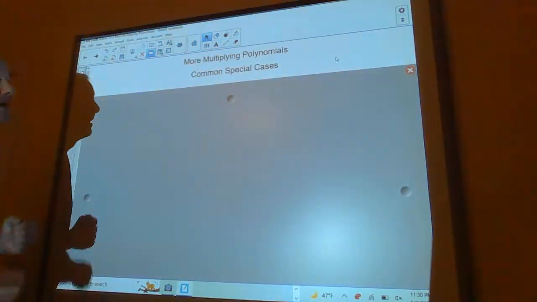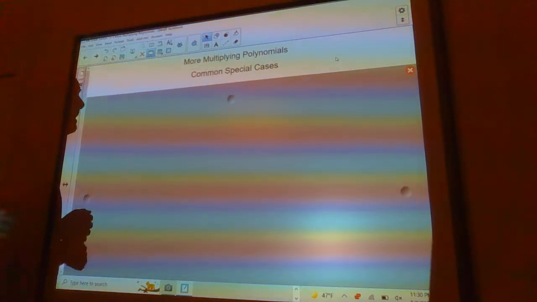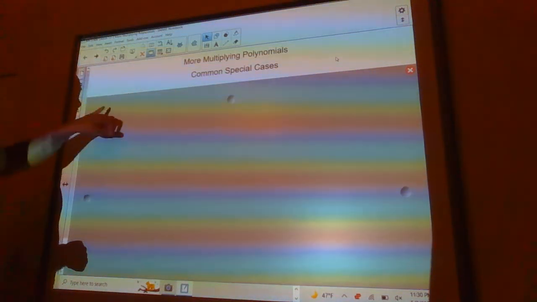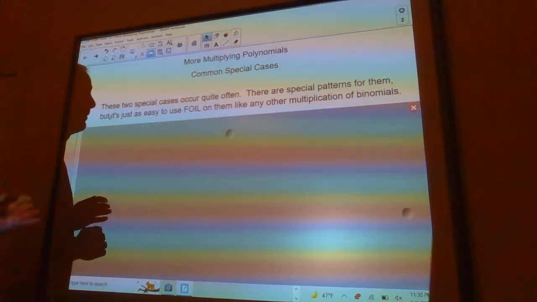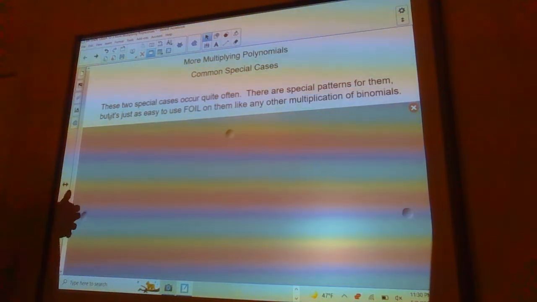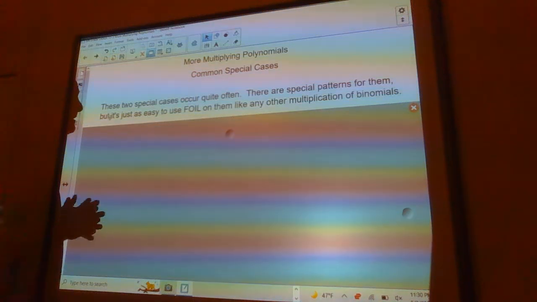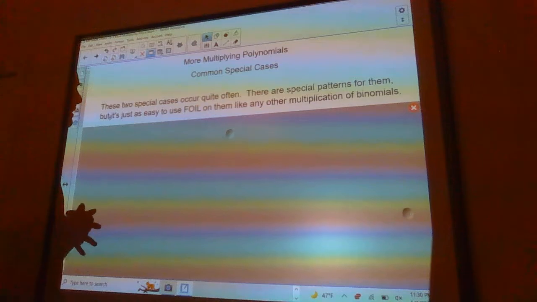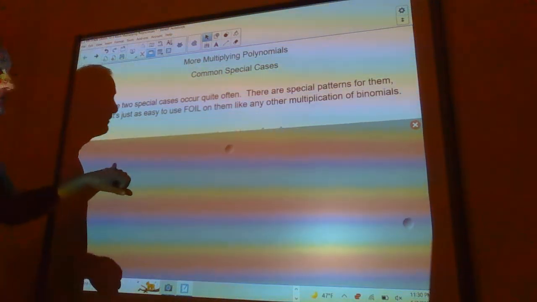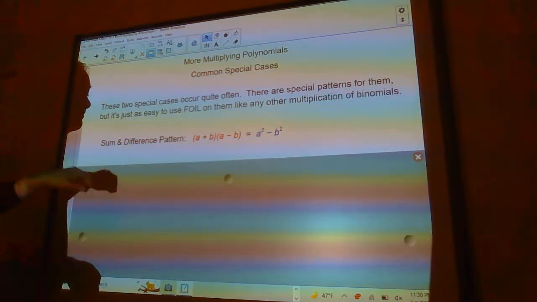Hi everybody, today we are going to talk about multiplying polynomials again, and we're going to look at a couple of special cases. These two special cases occur all the time. There are special patterns for them, but it's just as easy to use FOIL if you get confused on any of these, just like any other multiplication of binomials. So here's the first one.